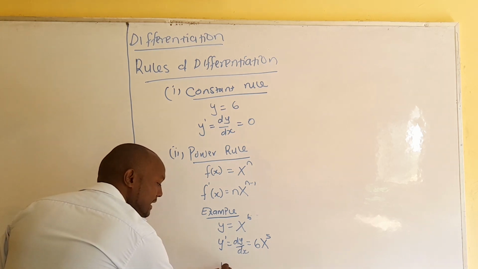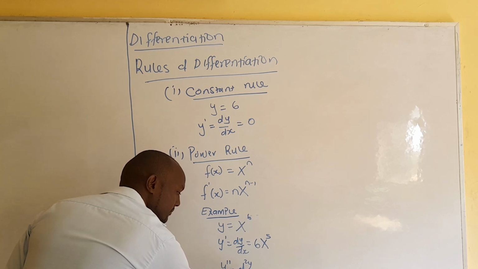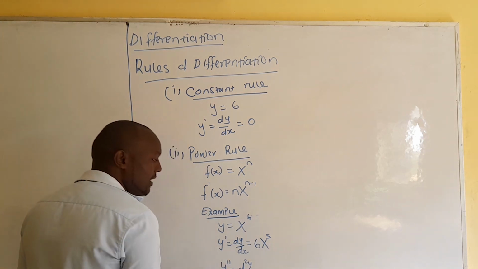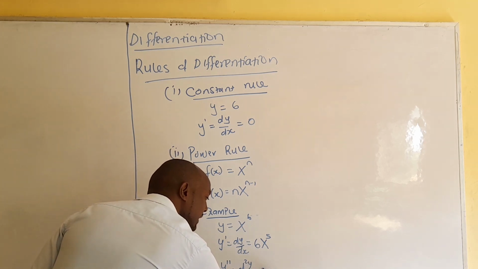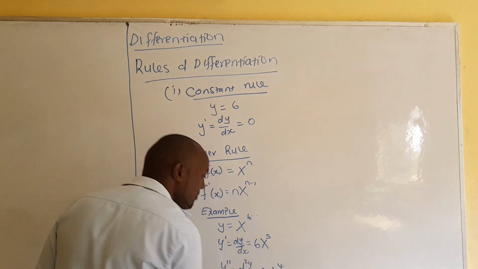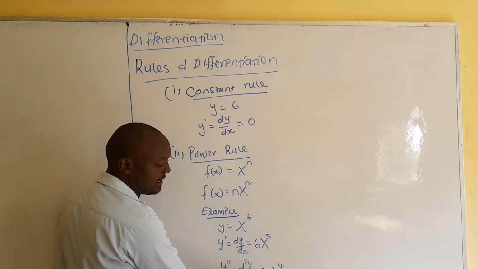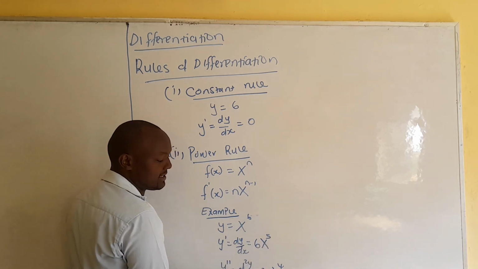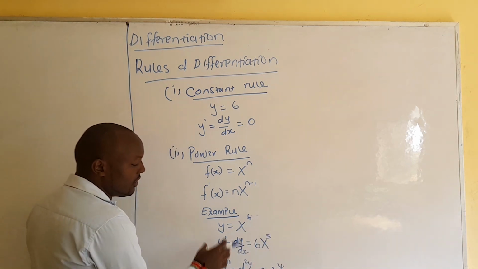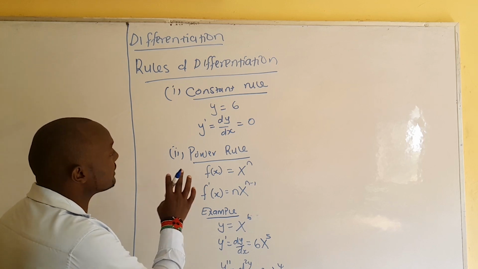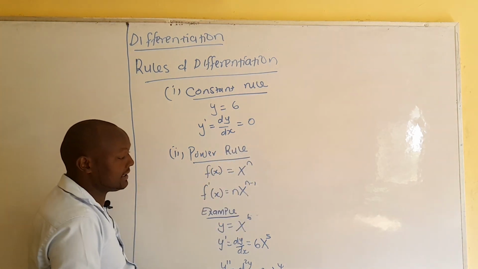Assume you are to get the second derivative of the same. Again, you bring this 5 here, so you have x to power 4. Because we said you bring this down, you have a product of 6 and 5, you get 30. Then for your power, we must subtract 1, so it will be x to power 4. So this is how we differentiate a constant value and how we differentiate a power.